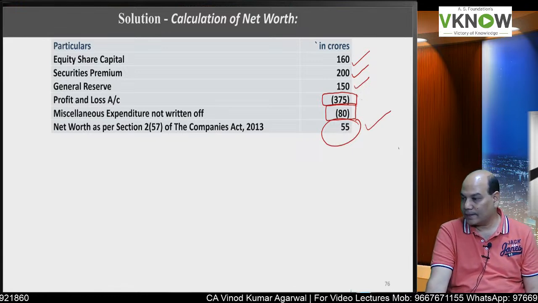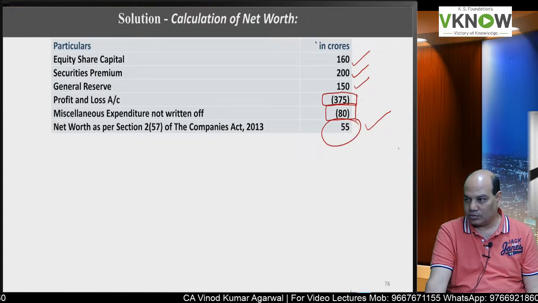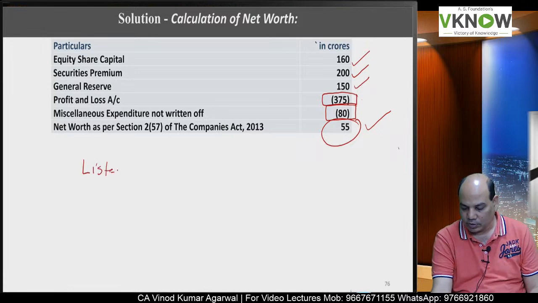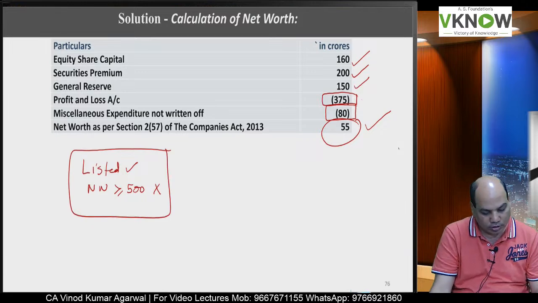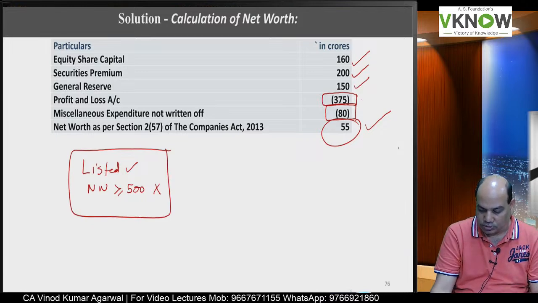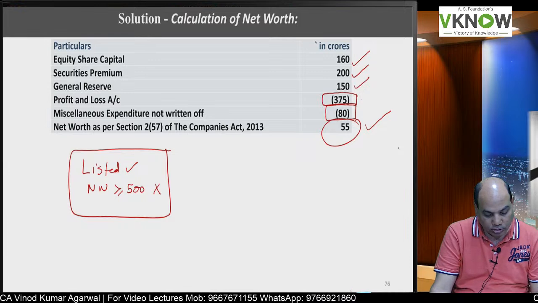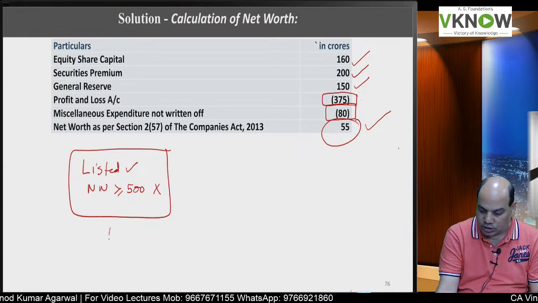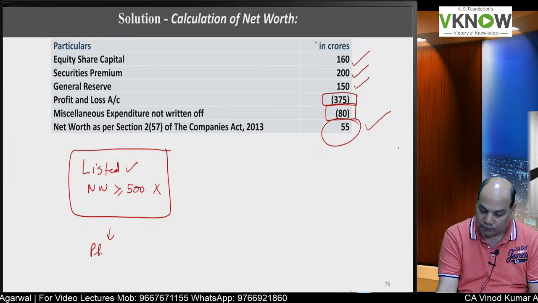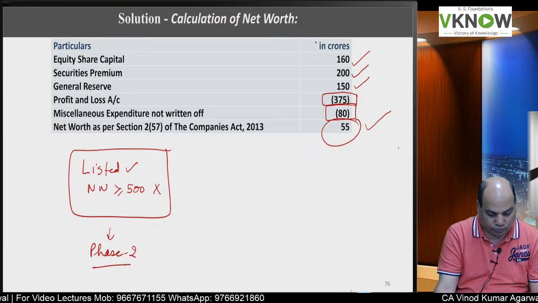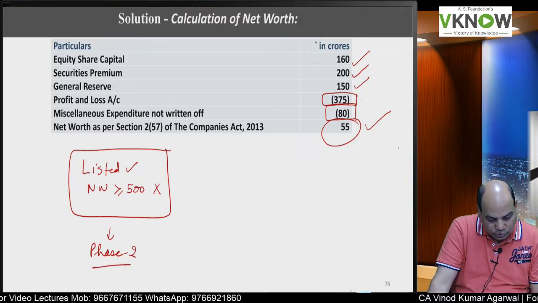What is the answer? 55. It is a listed company, so the listing condition is satisfied. Net worth should be greater than or equal to 500. Not satisfied. So first clause A is not satisfied. Then this answer will be phase 2, because a listed company can follow phase 2.